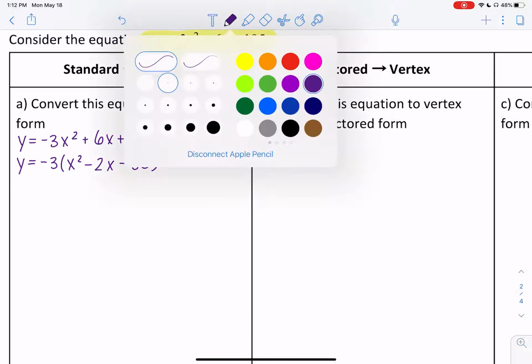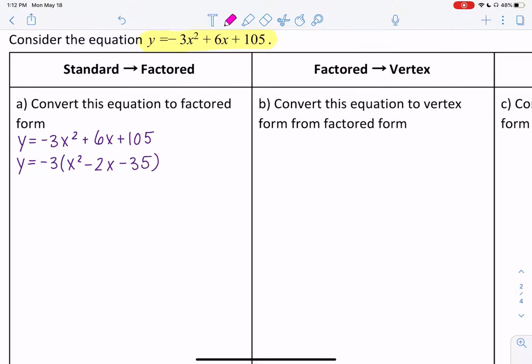There we go. And now we need to find our two numbers that add to our middle number, which is negative 2, and our two numbers that multiply to our a times c, which is negative 35.